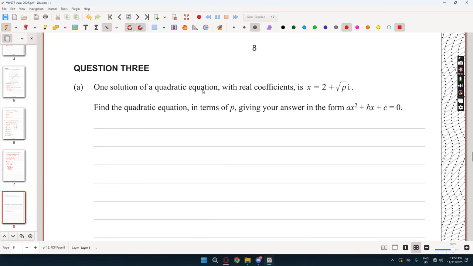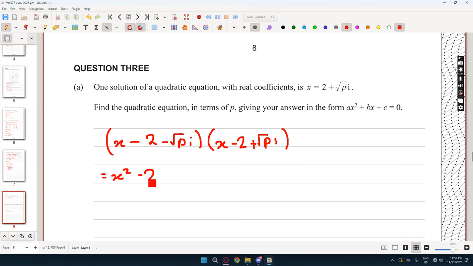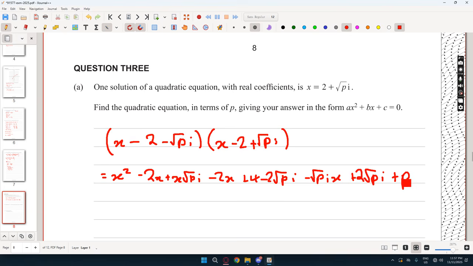Find the quadratic equation. Well, so it's x minus 2 plus root pi, x minus 2 minus root pi, times x minus 2 plus root pi, equals x squared minus 2x plus x root pi minus 2x plus 4 minus 2 root pi minus root pi x plus 2 root pi minus root pi squared, so plus p.